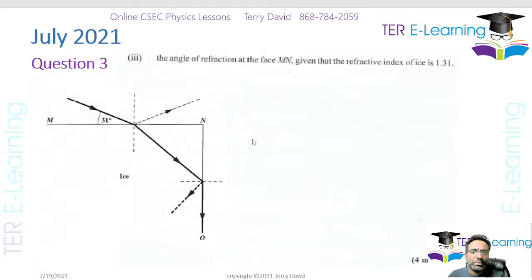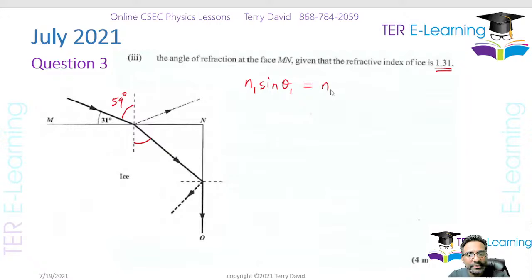Next thing they want now. We knew that this angle here was 59, and they told us that the refractive index of ice is 1.31. Calculate the angle of refraction. So the angle of refraction they're talking about here is this. That's the angle that they want. Now, how I usually teach this in class, I use something like this. You all may have worked it out slightly differently. This is what CSEC says how we should teach it, and this is how I do it.